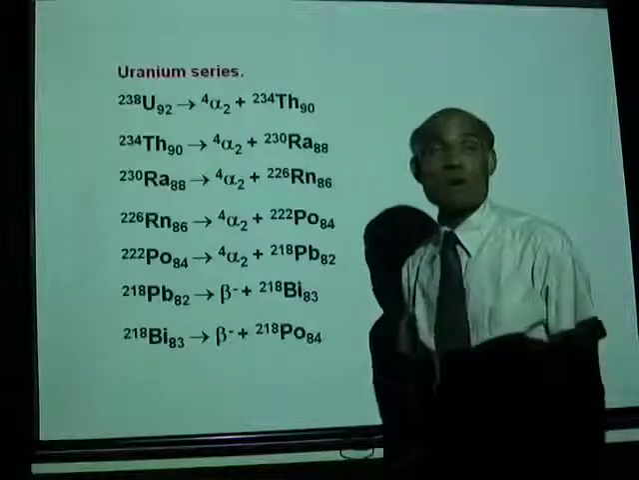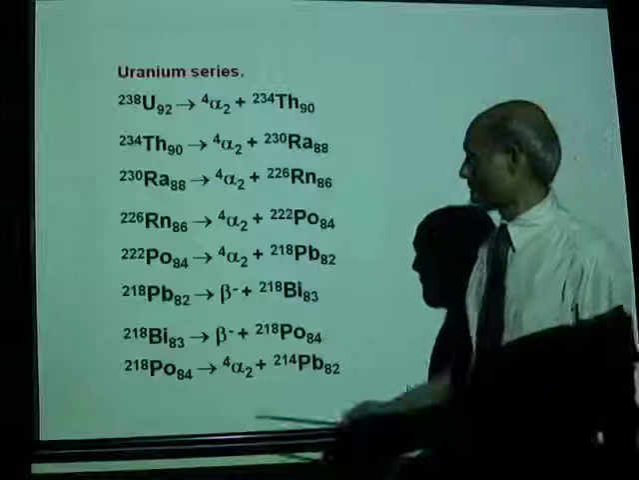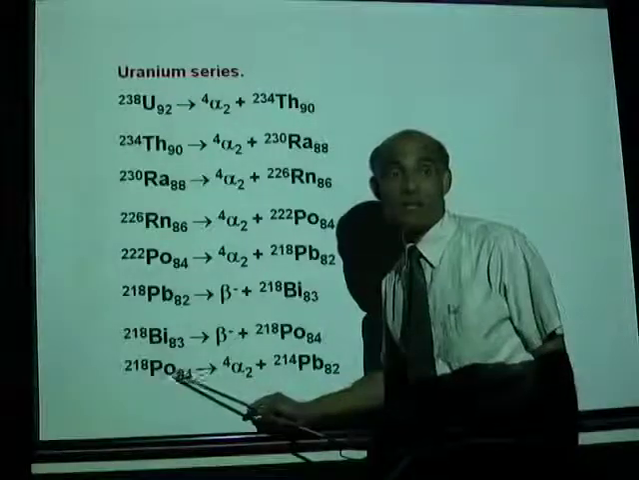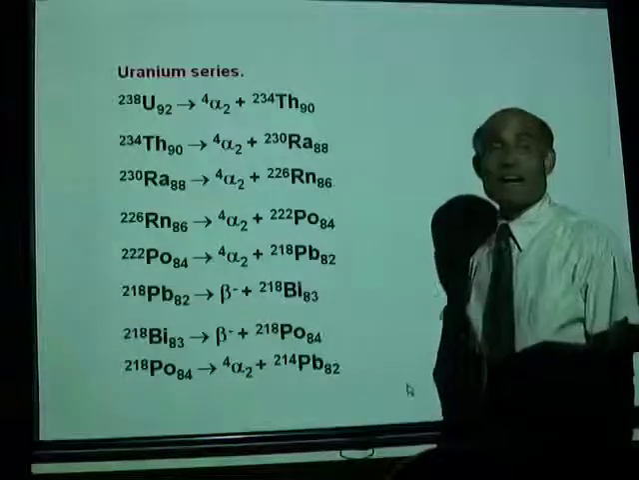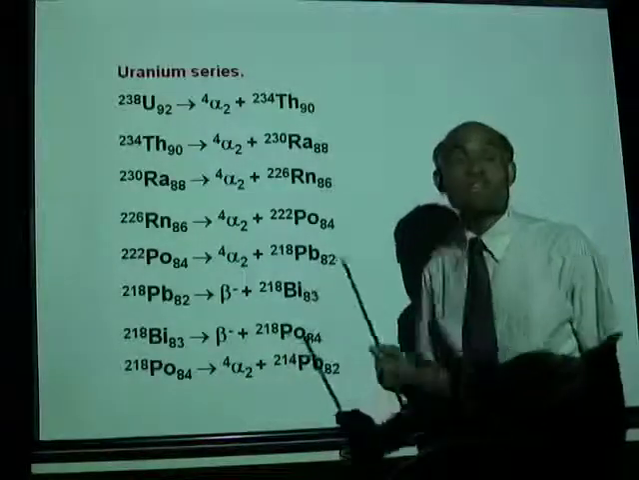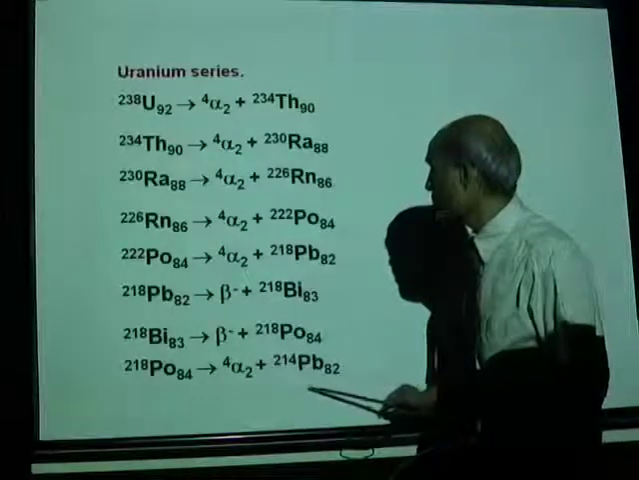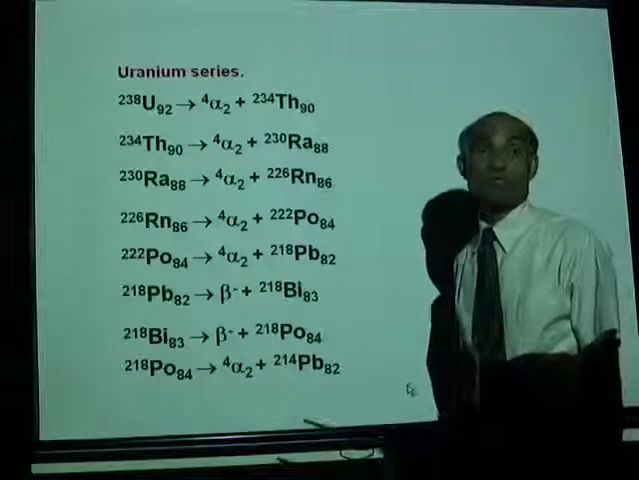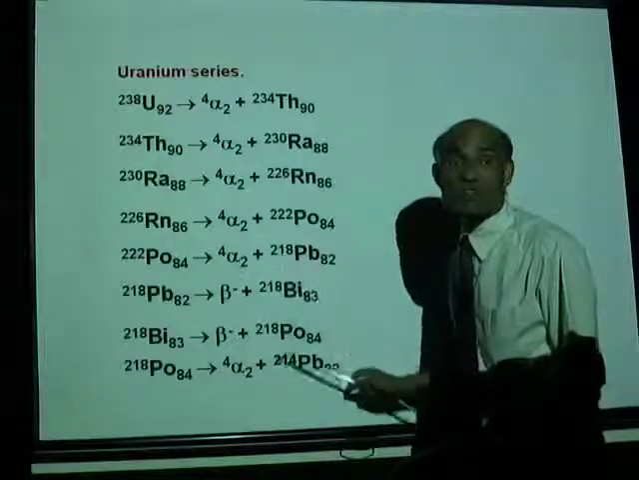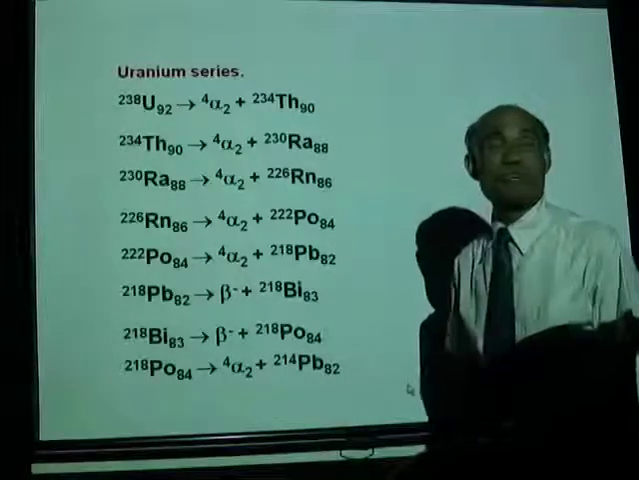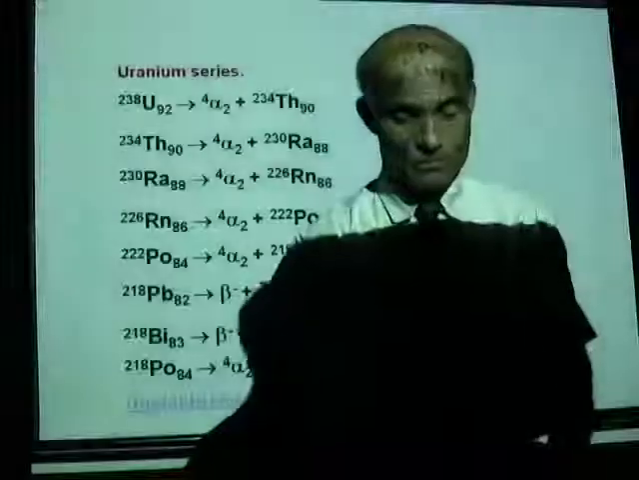Now this polonium is alpha active. What happens when this emits an alpha? Well, polonium 84218 emits an alpha, and the resulting daughter is a stable lead isotope. Pb 82214 is a stable isotope, whereas lead 218 is unstable. Lead 214 is a stable isotope of lead.